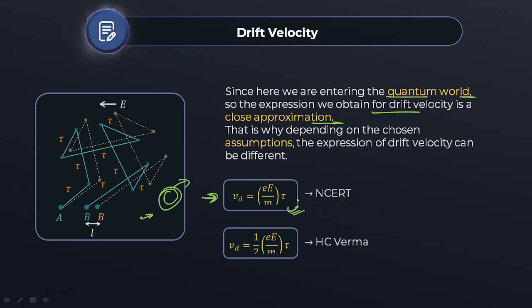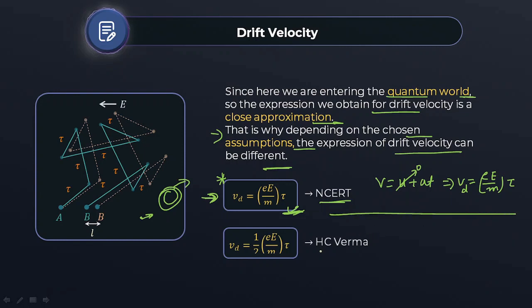So it depends on what assumptions I have taken, right? That is why, depending on the chosen assumptions, the expression of drift velocity can be different. In NCERT, this is the expression given, so all of us should be using this only, right? That v equals u plus at. In this case, we assume that the initial velocity was how much? 0, and we can write v, that is drift velocity, will be equal to E by m into tau, right? Now in S.L. Arora, one famous book all of you know for physics, they have used drift velocity equal to half of E by m into tau.